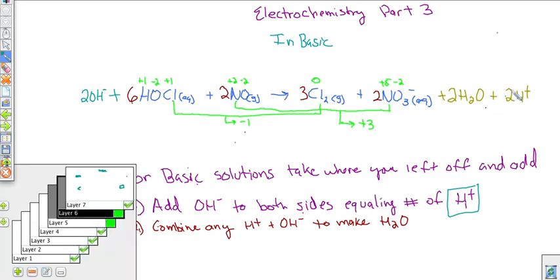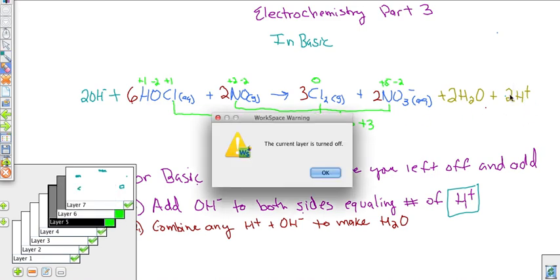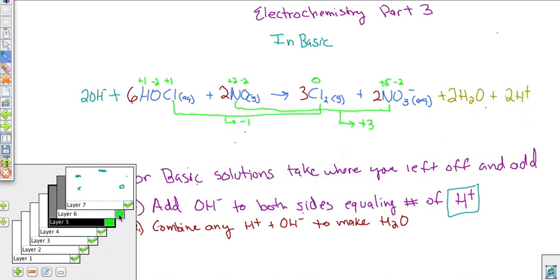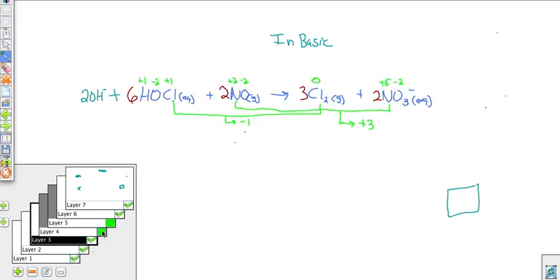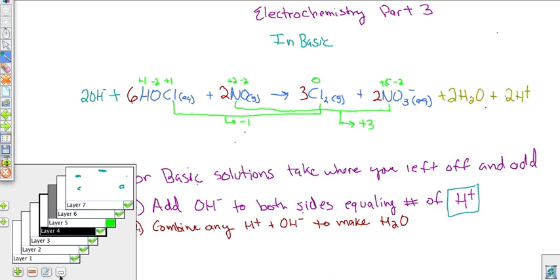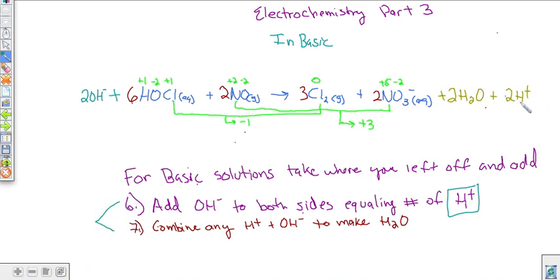Let's see. It must be... No. All right. Add that. Got to find where that disappears. There she is. All righty. Sorry about that. So we're going to get rid of that now.